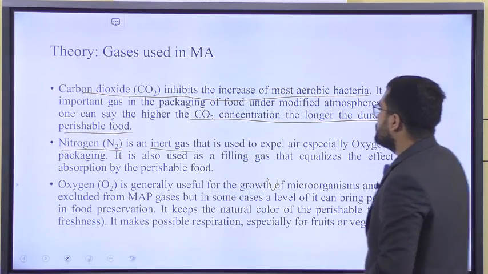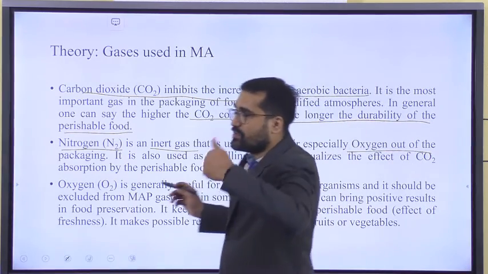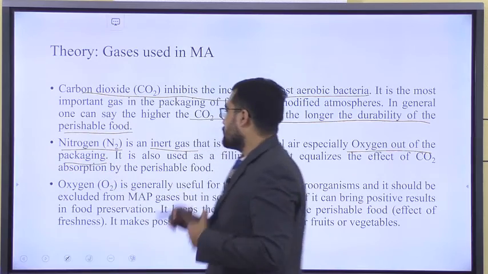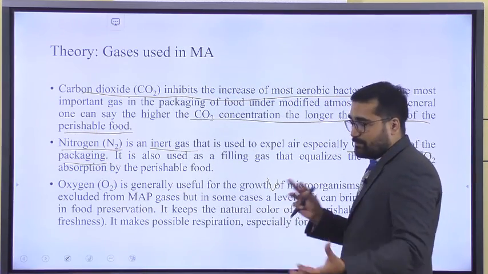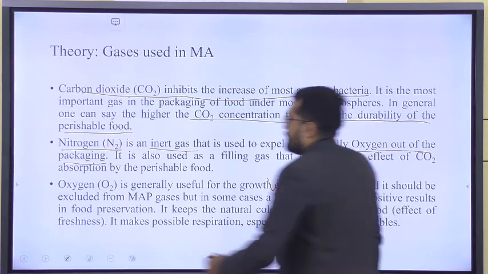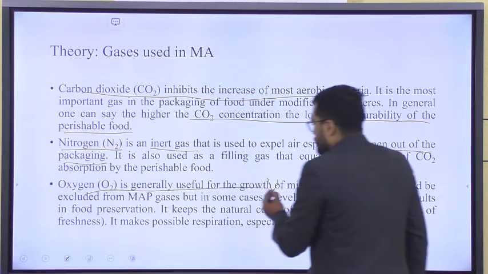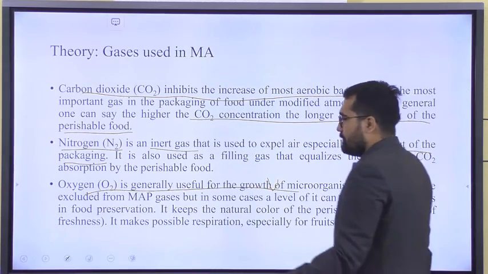Okay, and it is used to replace oxygen inside the packet, to take out the oxygen from the packet, so that we can fill the packet with some gas, that will be nitrogen. So O2 is generally used for growth of microorganisms, and it should be excluded from MAP. We know already this.